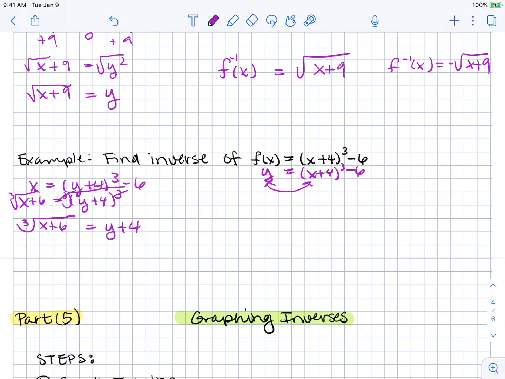And then I subtract 4 from both sides, and I get the cube root of x plus 6 minus 4 equals y. So my inverse function is the cube root of x plus 6 minus 4.